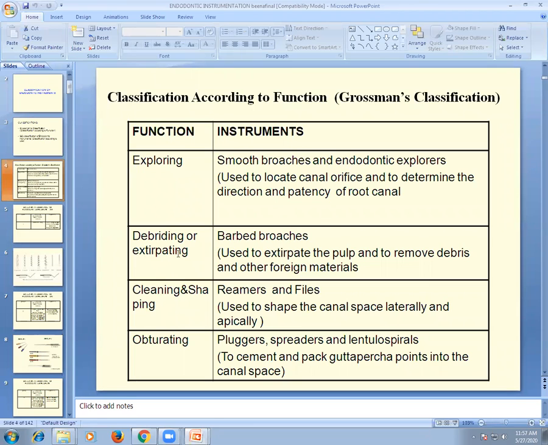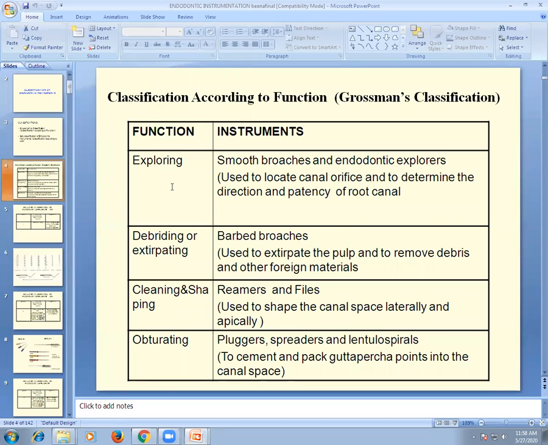Then second is the debriding or the extirpating instruments. In this are the barbed broaches, which are used to extirpate the pulp from the pulp canal and remove the foreign materials. Okay, so barbed broaches are used for debriding or extirpating. Third is the cleaning and shaping. In this, we use reamers and files to clean and shape the canals. Okay. And fourth is the obturating materials. For obturation, we use pluggers, spreaders, and lentillospirals.